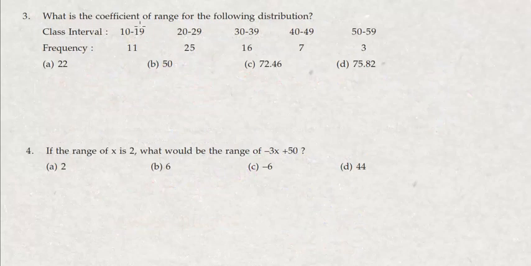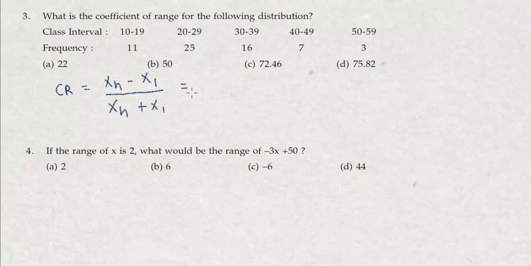What is the coefficient of range for the following distribution? We have been given class intervals 10 to 19, 20 to 29, 30 to 39, 40 to 49 and 50 to 59, and the respective frequencies for each class. We know the formula to find out the coefficient of range. Coefficient of range is equal to xh minus xl divided by xh plus xl. One thing is very interesting here: the classes are given in inclusive manner, and first we have to convert it into exclusive manner.